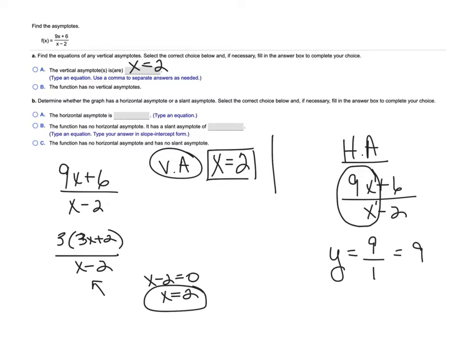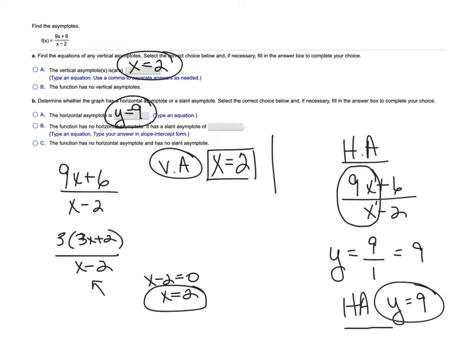Once again, that's when you have the same exponents, x to the first over x to the first. Just take the numbers that are in front, 9 over 1, which is 9. So our answer would be y equals 9. That is my horizontal asymptote. Make sure you put y equals. Very, very important. There's a difference, because y equals is the equation of a horizontal line. If you write the vertical asymptote is 2 and the horizontal asymptote is 9, that is wrong. It has to be x equals 2 and y equals 9.